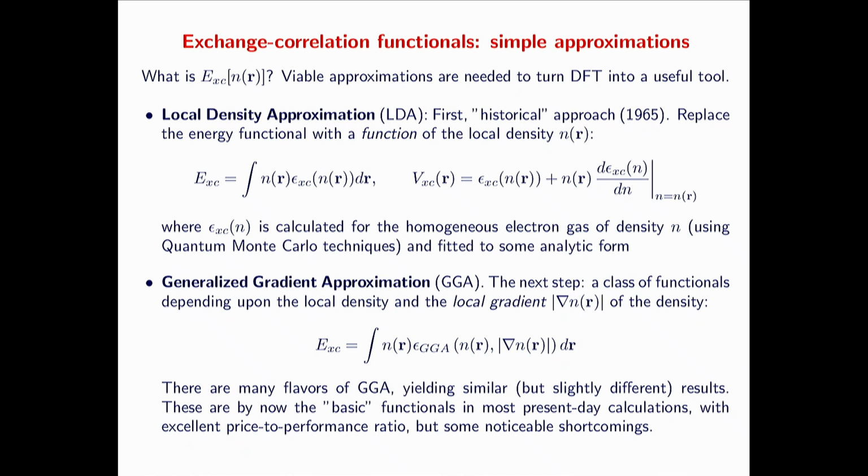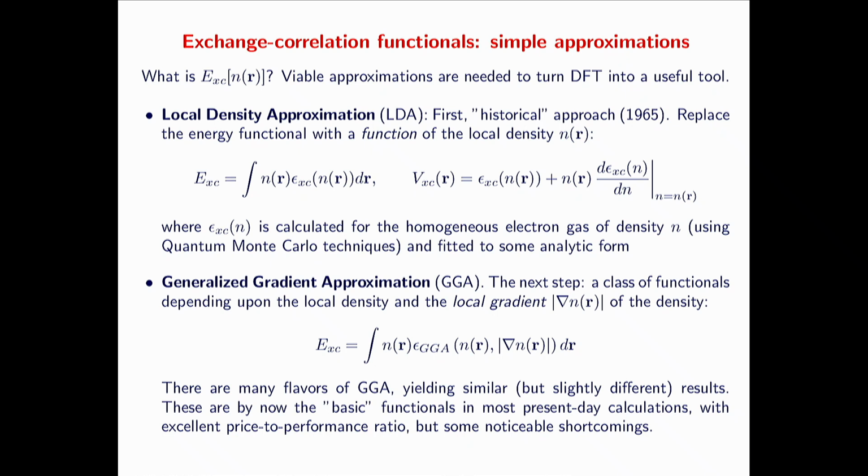Now, there are many possible functionals that one can define in these two classes. Among the simple functionals, these are the two simplest classes: local density approximation, a function of the local density, and generalized gradient approximation, a function of the local density and of the local gradients. There are many different functionals that can be written in this way.